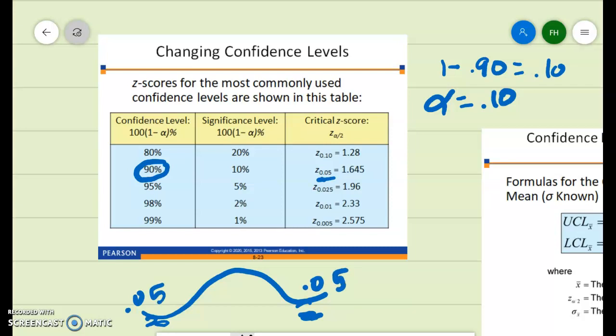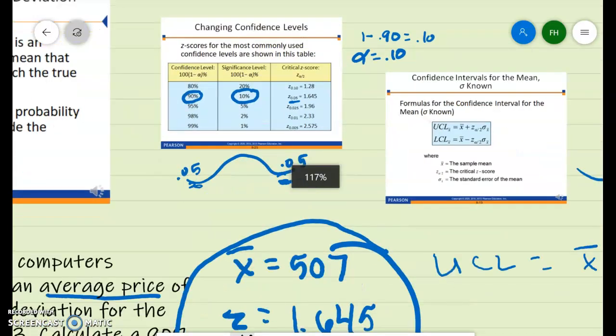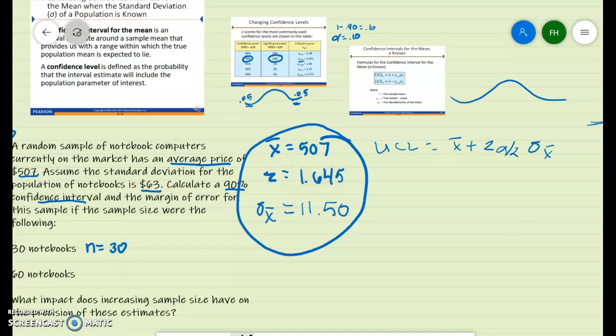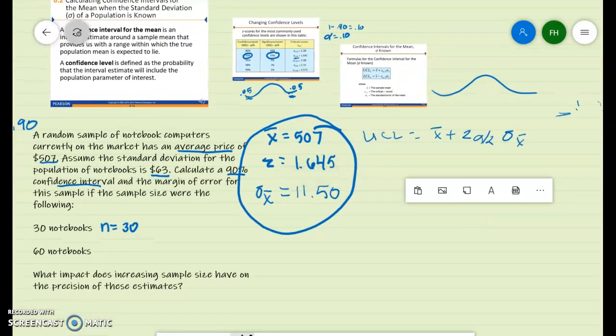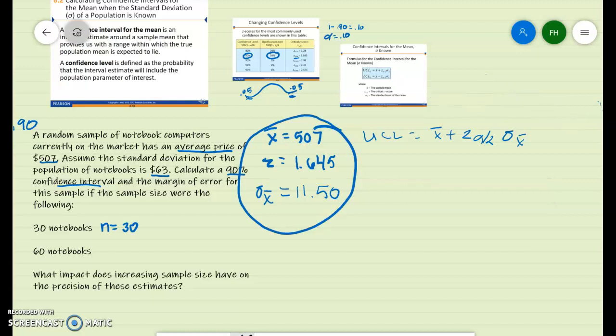So what I'm trying to explain to you is that your confidence level and your significance level complement each other, so they add up to 1 or 100%. So going back, just so we understand where that z-score and why it has that alpha divided by 2, it's just showing you that it's a two-tailed test.